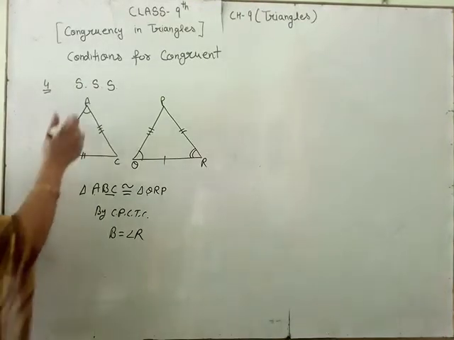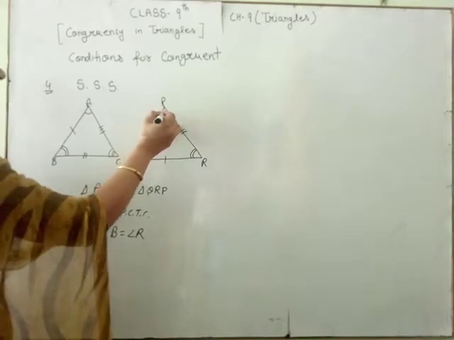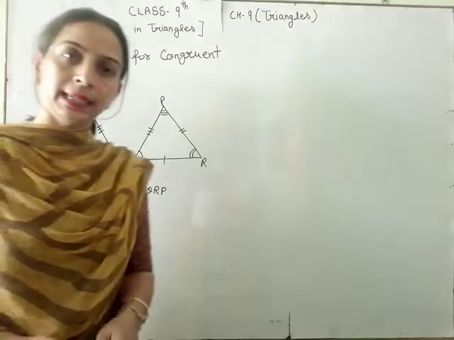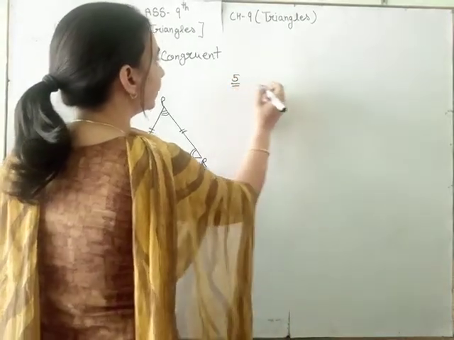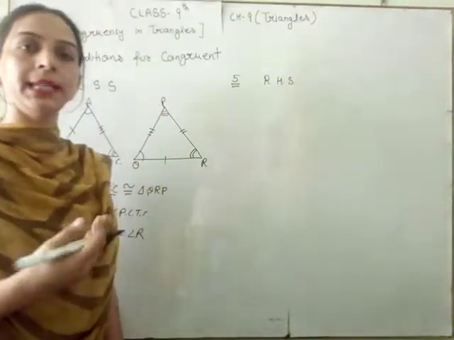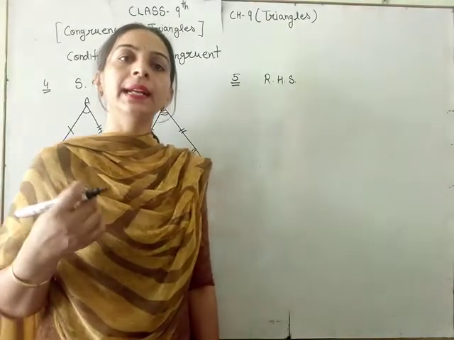Okay, same, the next angle C also equal to remaining angle. Okay student, this is the condition number 4, side angle. And next, the last condition, is fifth. This is RHS. Okay, RHS means right angle, hypotenuse and one side.